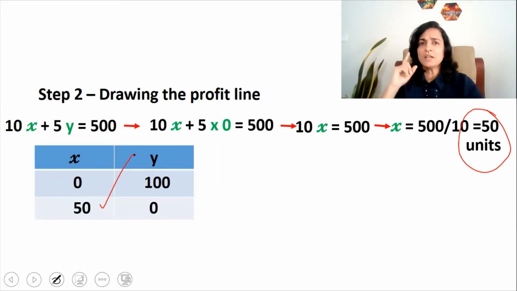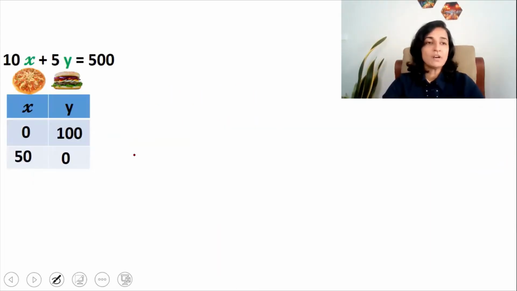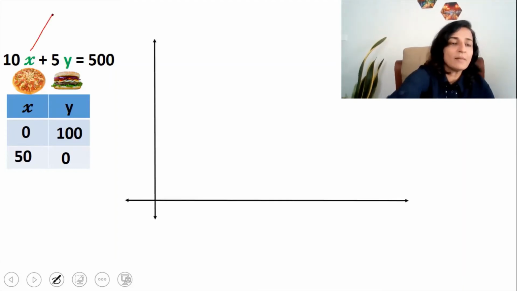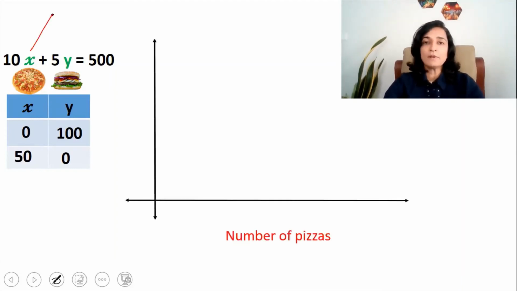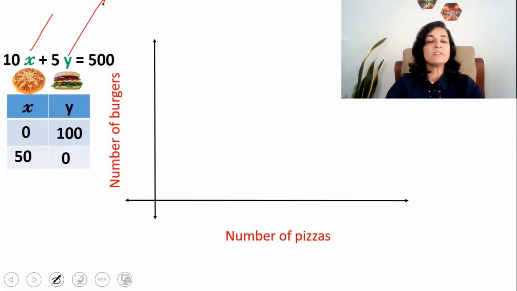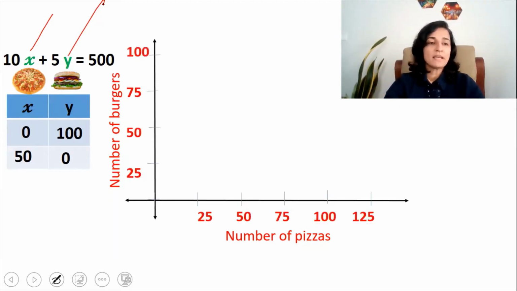Now it is very easy to represent the profit line on the graph paper. So here it is, the profit line. We are going to represent this on the graph paper. This is the x-axis and this is the y-axis, and x is the number of pizzas. So the number of pizzas will be written against the x-axis, and y is the number of burgers. So the number of burgers will be written against the y-axis, and we mark the numbers, and we have to represent the first number.